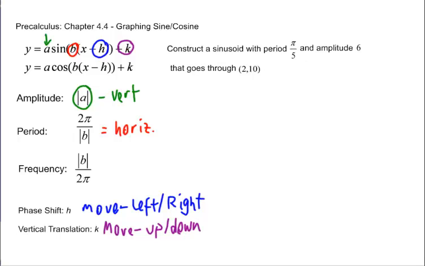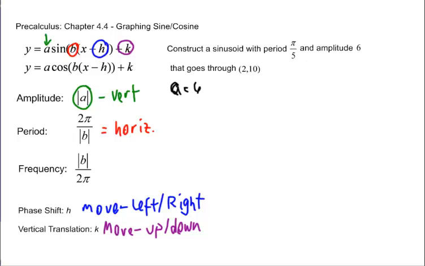So if we know all of these things, can we construct an equation of a sinusoid with period pi over 5 and amplitude 6 that goes through the point 2, 10? Well, they've given us some really good information. They've told us that the amplitude is 6, so A will be 6. They've told us that the period is pi over 5.